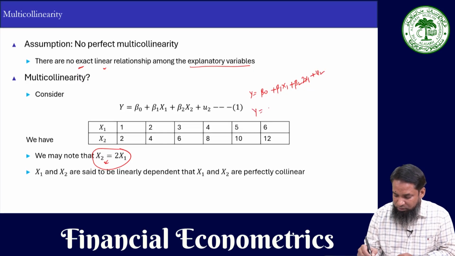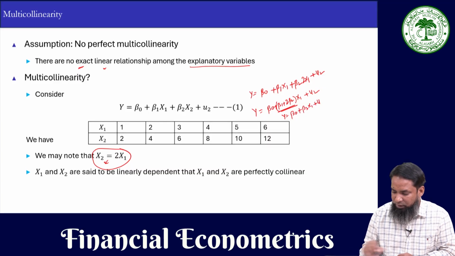Now we have y equals beta 0, beta 1 x1 plus twice beta 2 x1 plus u. So basically these are the constants. So we can write y equals beta 0 plus beta 3 x1 plus the error term.